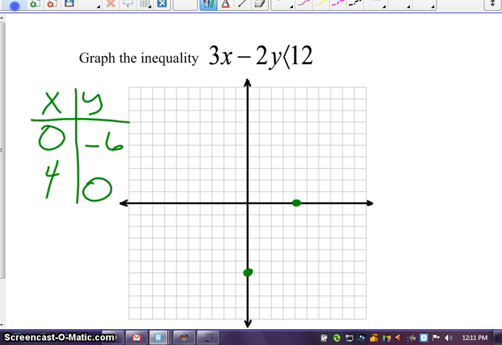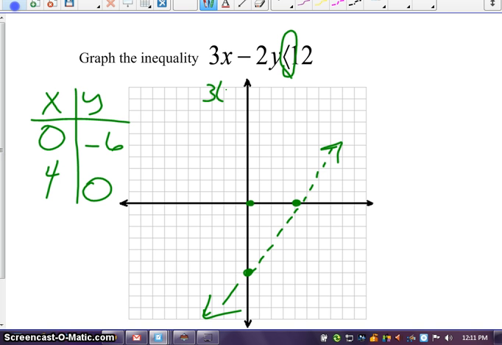Now we go to see if it's a solid or a dotted line. We look at our inequality, and it does not have an equal to sign on it, so it's going to be a dotted line. Now, we have to shade when we have inequalities. So since 0, 0 is not on our line, we can use it as a point.